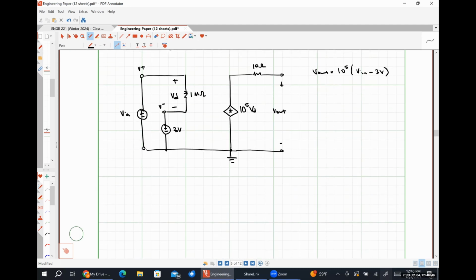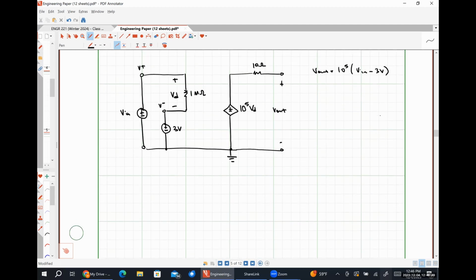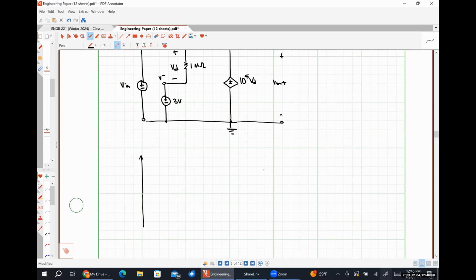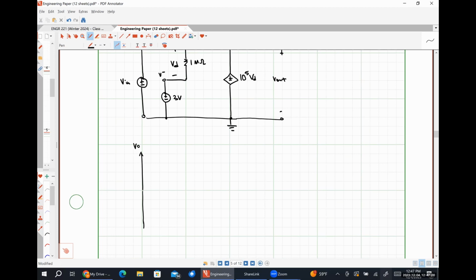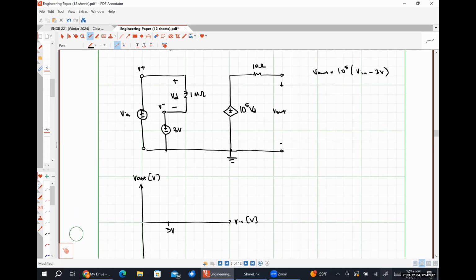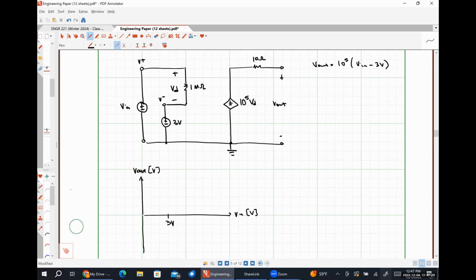So if I were to plot this, it would look something like this, right? So here is V out measured in volts on this axis. This is V in measured in volts on this axis. And this is my reference voltage of 3 volts. So let's start with something easy. So let's say that V in were 0 volts. What would my output of this system be?